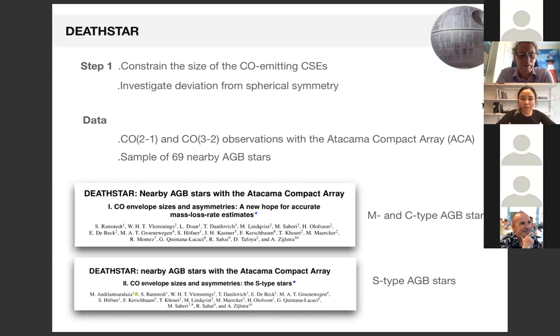So we have the first paper that was published last year, which is about the sizes and asymmetries of the envelopes of M and C-type AGB stars. And the second paper was published this year on the S-type AGB stars.